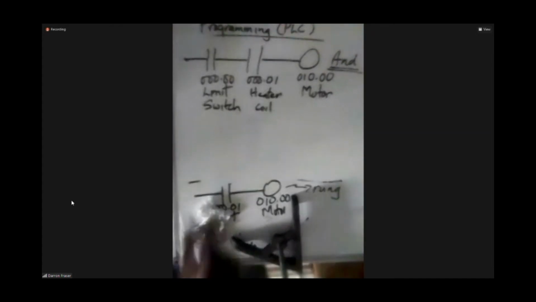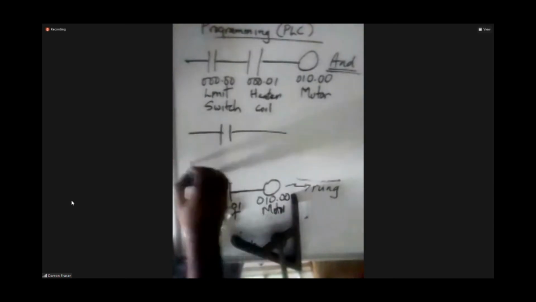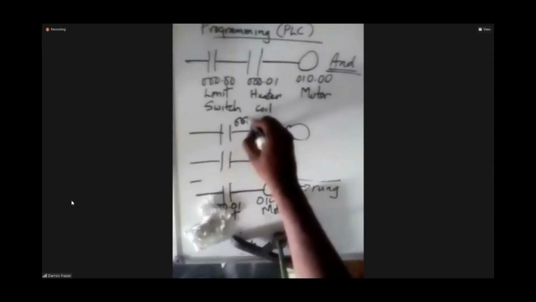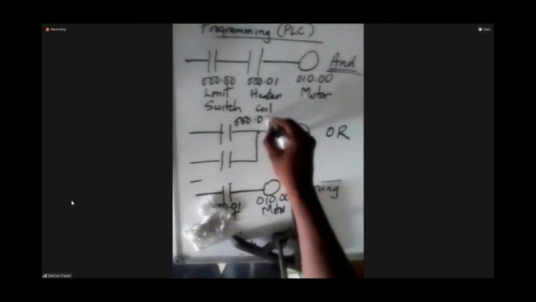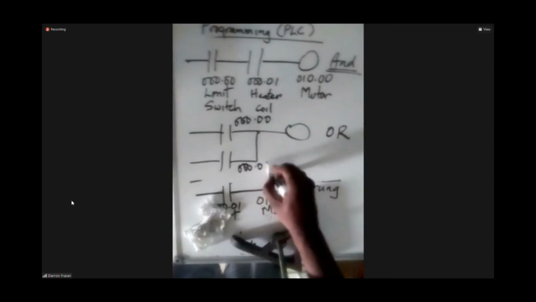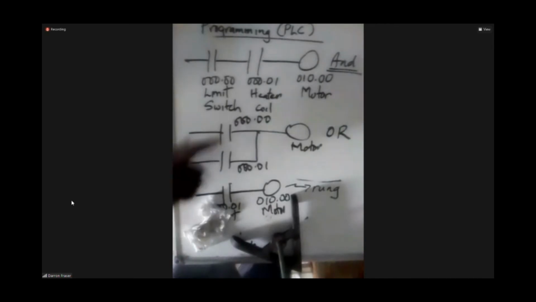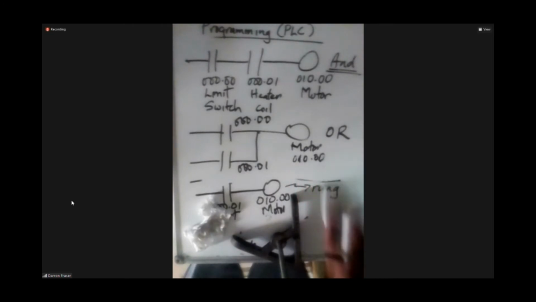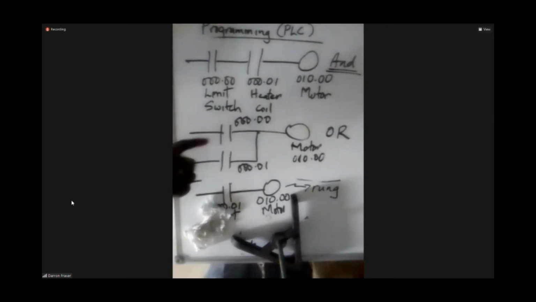All right. So tell me what this one means. That one is too easy. That is OR. So this one here now says the heater or the limit switch can turn on the motor. If you see that line in the program, either this or this will turn on the motor.